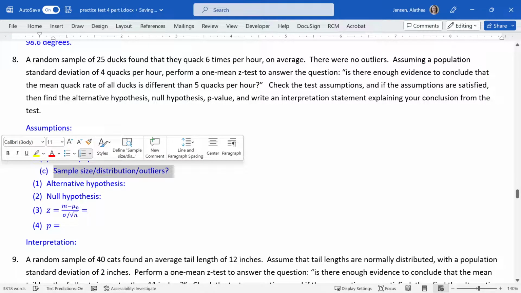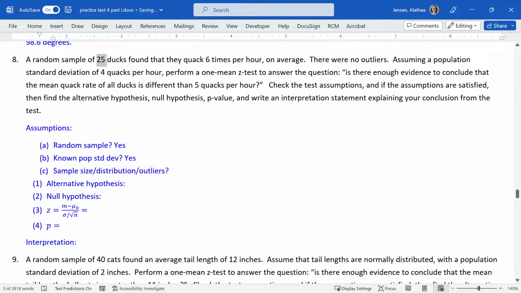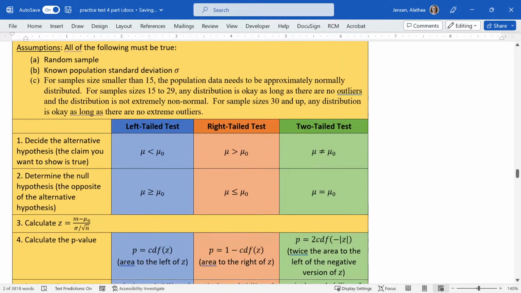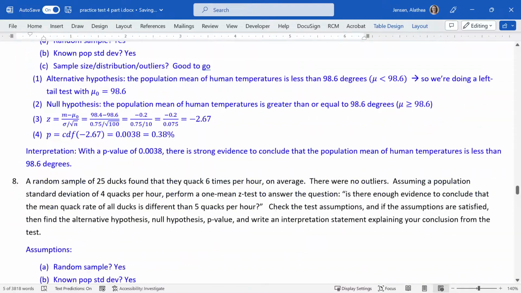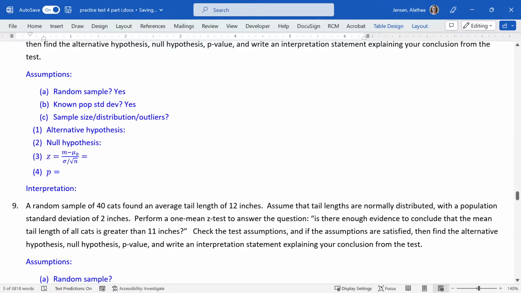And do we have the right sample size distribution or lack of outliers? So here we have 25 ducks. Referring to the whole table here, we are in the second situation. Sample size is 15 to 29. Any distribution is okay as long as there are no outliers and the distribution is not extremely non-normal. I don't know about this, whether it's extremely non-normal or not, but there's no outliers. So if there's no outliers, I think that should be good to go.